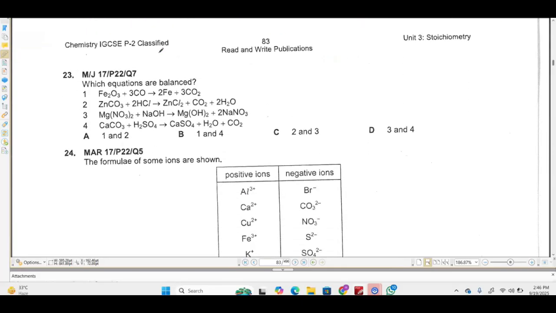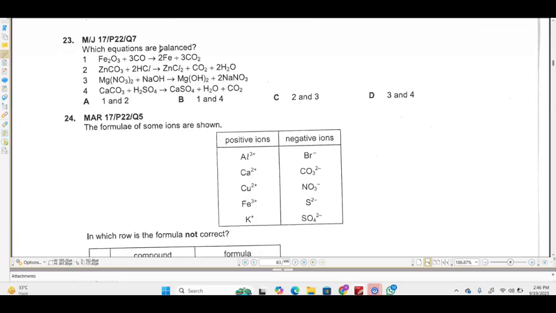Okay. Moving on to question number 23. Which equations are balanced? Okay. For the first one, we see that iron is 1 over here, and iron is 2 over here.